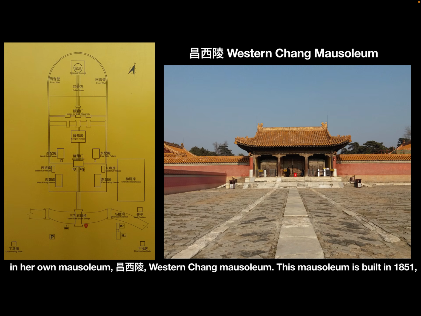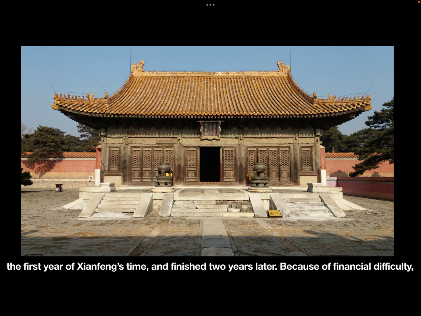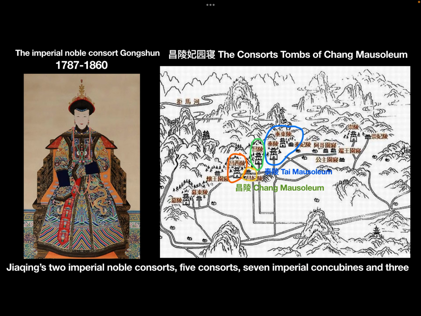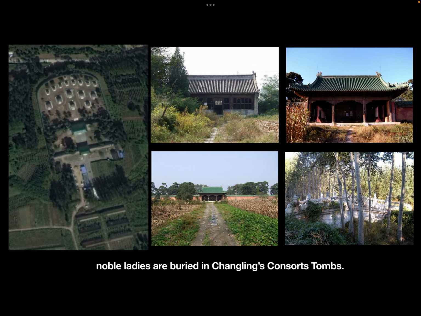This mausoleum is built in 1851, the first year of Xianfeng's time, and finished 2 years later. Because of financial difficulty, this empress's mausoleum is the least luxurious of all Qing mausoleums. Jiaqing's 2 imperial noble consorts, 5 consorts, 7 imperial concubines, and 3 noble ladies are buried in Changling's consort tombs.